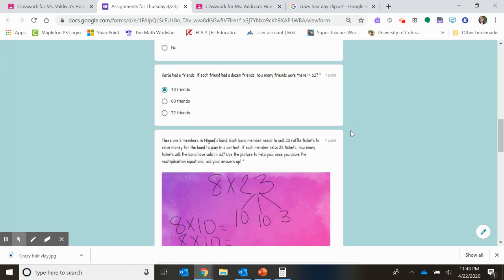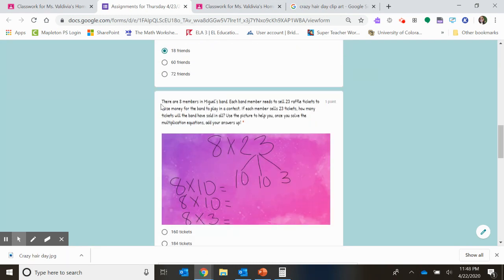Okay, all right. So this story problem says there are 8 members in Miguel's band. Each band member needs to sell 23 raffle tickets to raise money for the band to play in a concert. If each member sells 23 tickets, how many tickets will the band have sold in all? Use the picture to help you. Once you solve the multiplication equations, add up your answers.